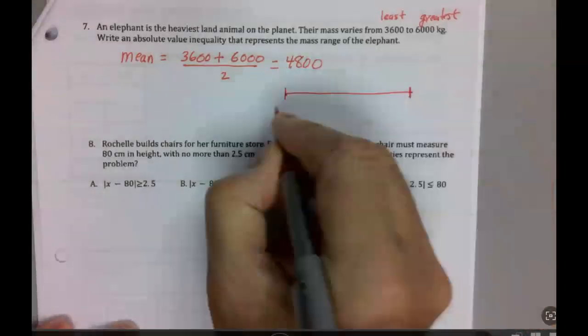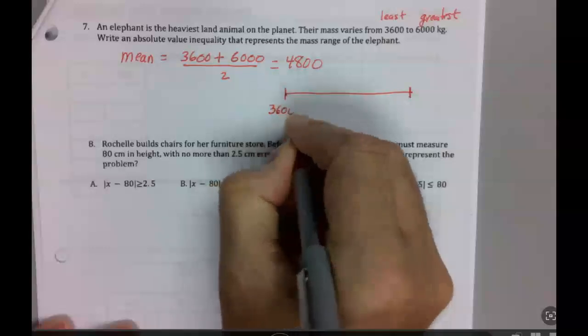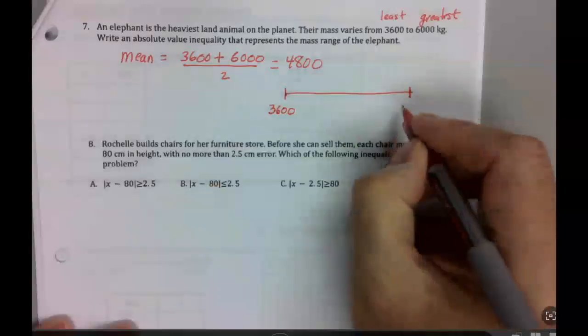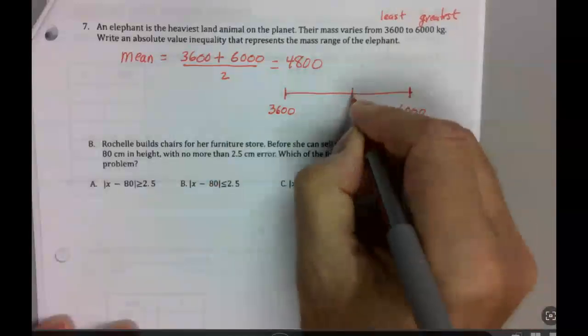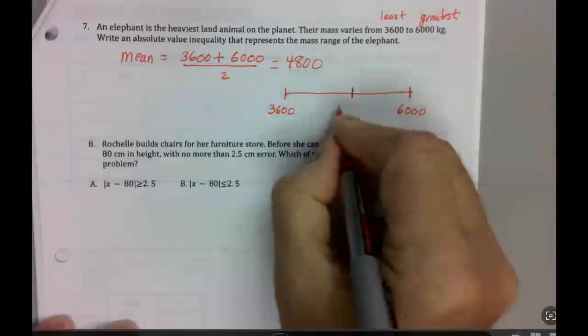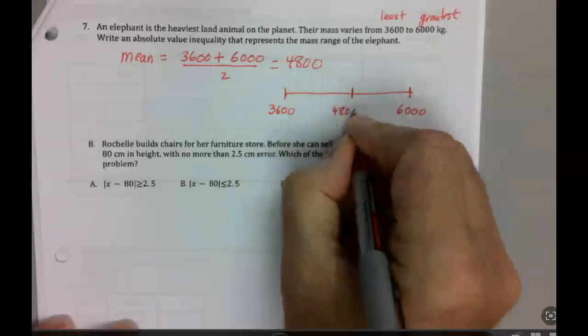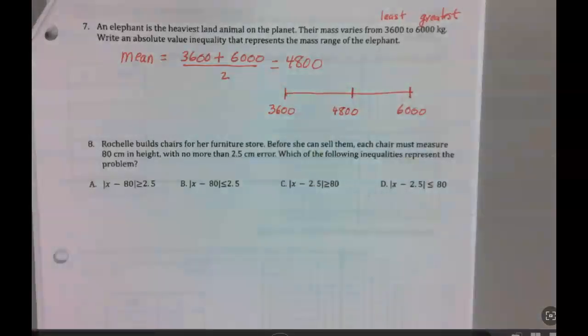So here's the least amount. Here's the greatest amount. And my mean is right there in the middle. Agreed? Correct? Everybody see what I'm doing? Some of you need to see a picture. This helped me. For you visual learners, correct? I was a visual learner, still am.